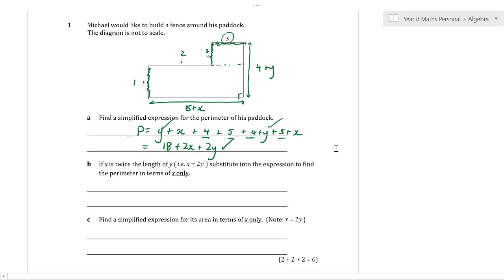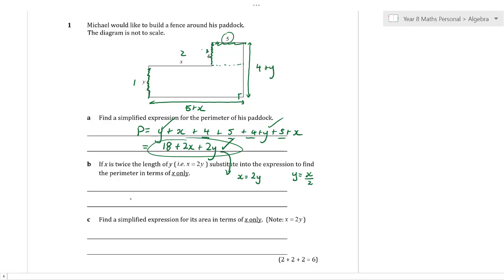Now it says here, if x is twice the length of y, substitute into the expression to find the perimeter in terms of x only. So what we're doing is x is equal to 2y, okay? Or we can say that if x is equal to 2y, then y is equal to x divided by 2. So let's go ahead and substitute that in over here. Wherever I've got y, I'm going to replace it with x divided by 2.